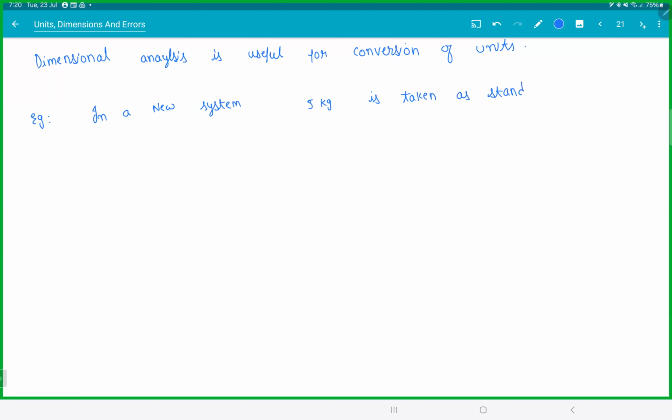Meaning, why should you take only 1 kg every time? Someone must have chosen 5 kg as the standard mass. 10 meter is taken as standard for length. 20 seconds is taken as standard for time. Meaning, what do you mean by this exactly?